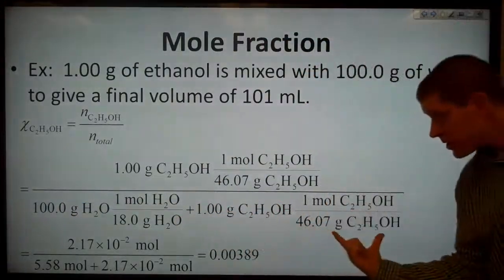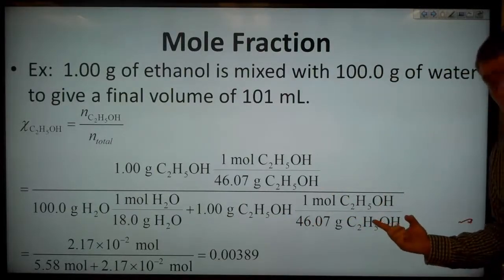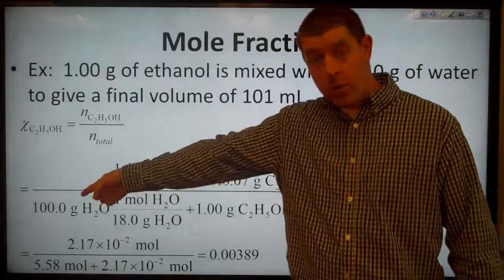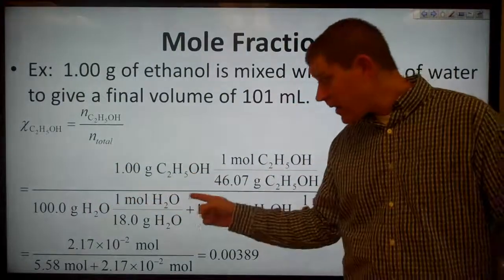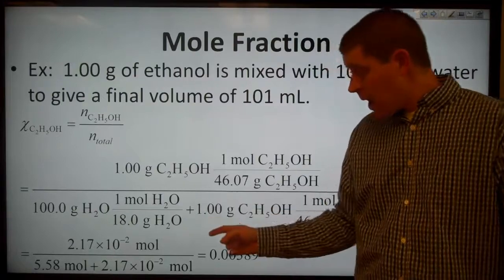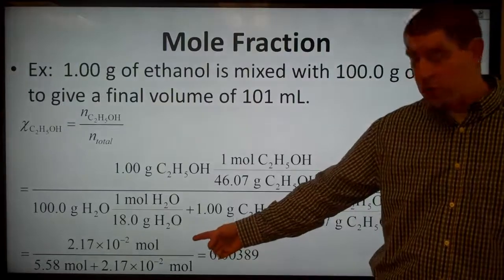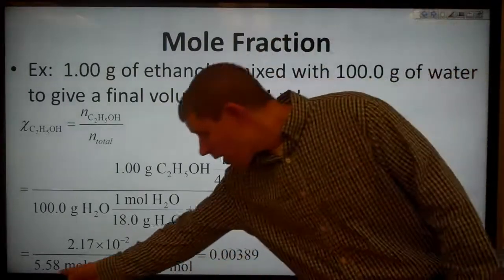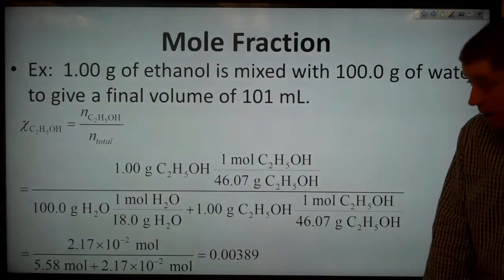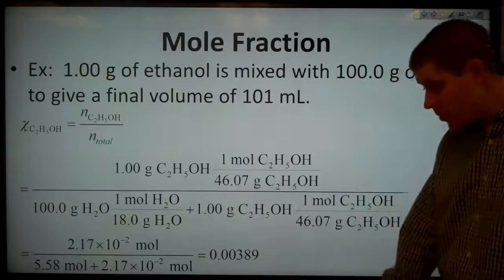So number of moles of ethanol is the same calculation as we have on the top, 1.00 grams of ethanol divided by the molar mass of ethanol, 46.07 grams per mole. And the moles of water is 100 grams of water divided by the molar mass of water, 18 grams per mole. And that then gives us, the numerator, 2.17 times 10 to the minus 2 moles of ethanol. The denominator gives us 5.58 moles of water plus 2.17 times 10 to the minus 2 moles of ethanol, the same as what we had on the numerator.